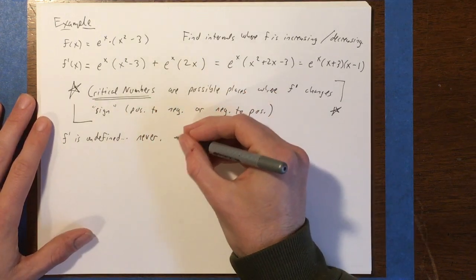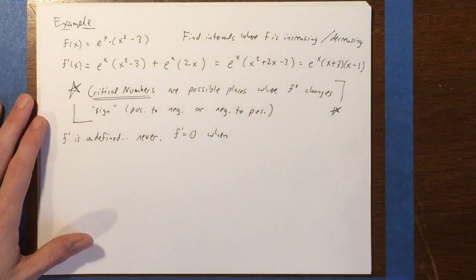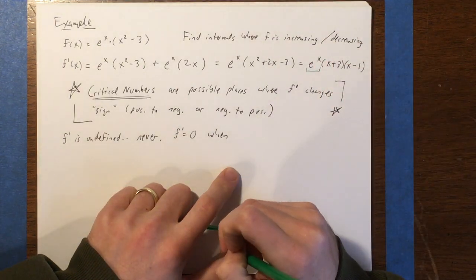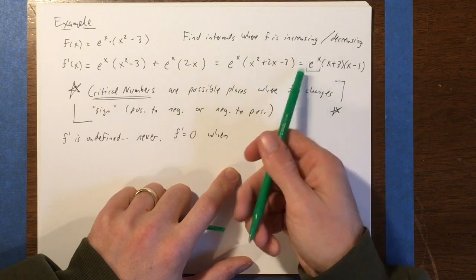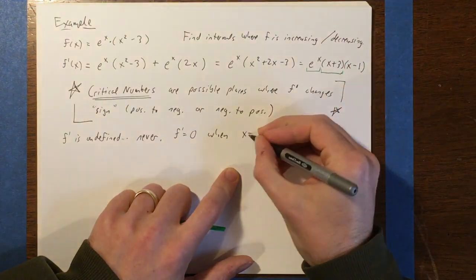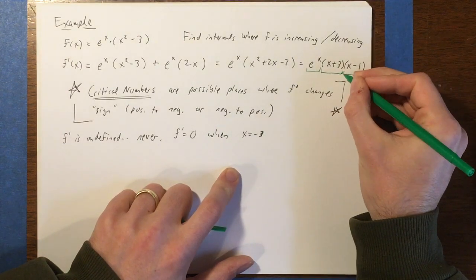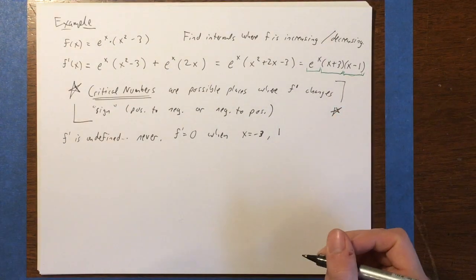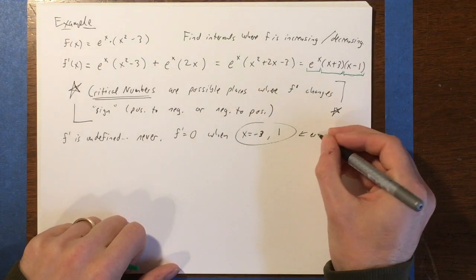Okay. What about f prime equal to 0? We have three factors, so we have three possibilities. What if e to the x equals 0? Well, that's never going to happen. E to the x can't ever equal 0. Its range is positive numbers only. How about x plus 3? If that equals 0, then x would have to be negative 3. And if x minus 1 were equal to 0, then x would have to equal positive 1. So we have x equals negative 3 and positive 1. Those are our critical numbers. Those are the only critical numbers for this function.